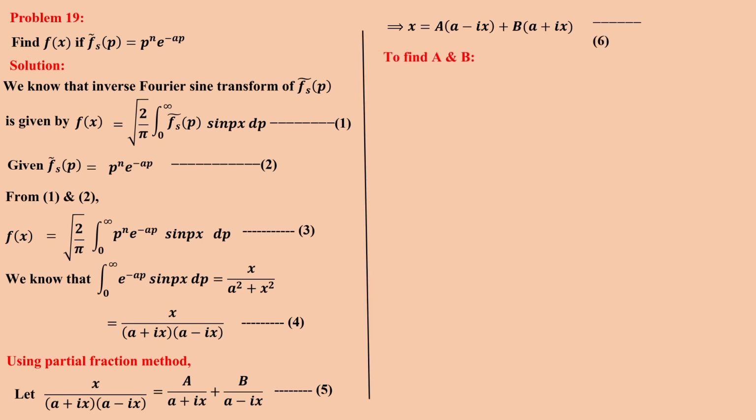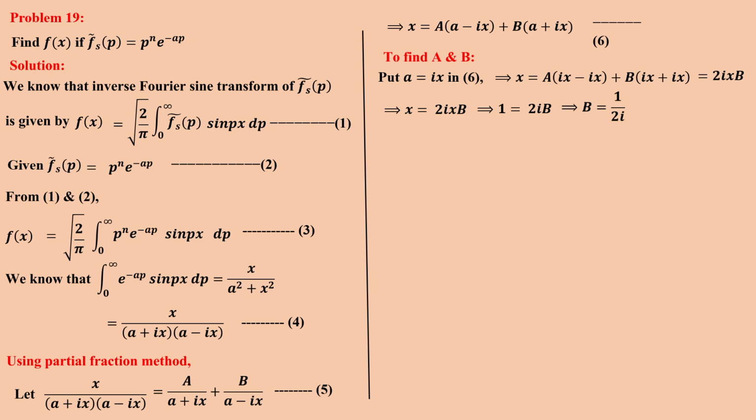Now we are going to find the constants A and B. For that, put a is equal to ix in equation number 6. So x is equal to A into ix minus ix plus B into ix plus ix. The ix minus ix cancels, so we get 2B ix on the right hand side. x and x cancel, so we get 1 equal to 2iB. So B is equal to 1 by 2i. The value of B is 1 by 2i.